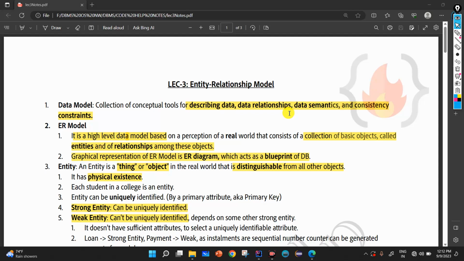Okay, so move on to lecture number 3, entity relation model. So the first question is data model. So what is data model?